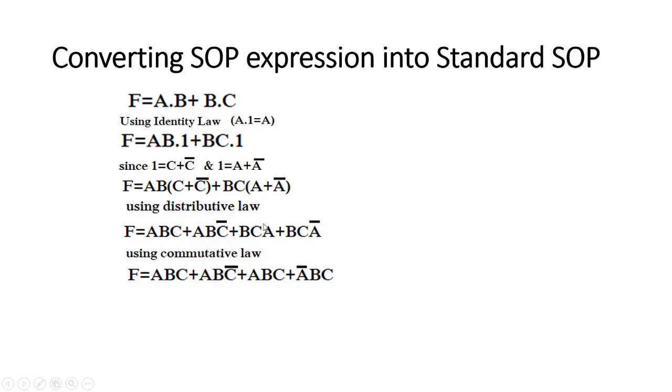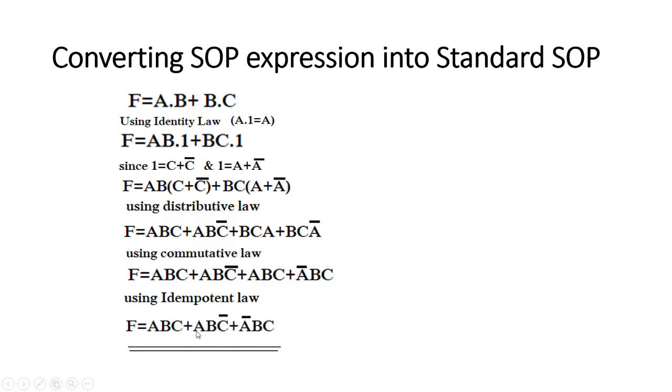And now you can see that this ABC term is repeating within the expression. But according to the idempotent law, we can remove these repeating terms, right? So once we remove the repeating terms, the expression is F equals ABC plus ABC bar plus A bar BC. Now this is standard and it is in SOP form, sum of products.